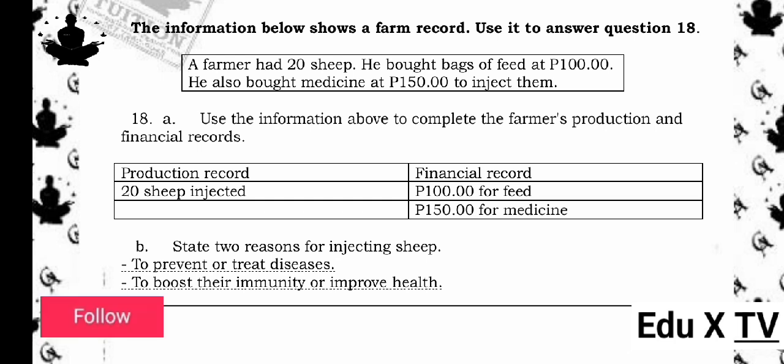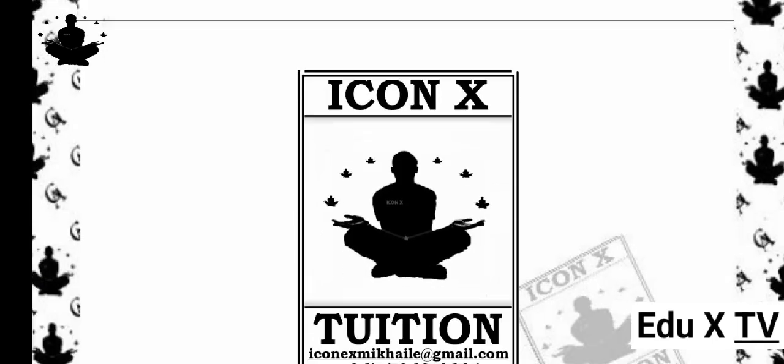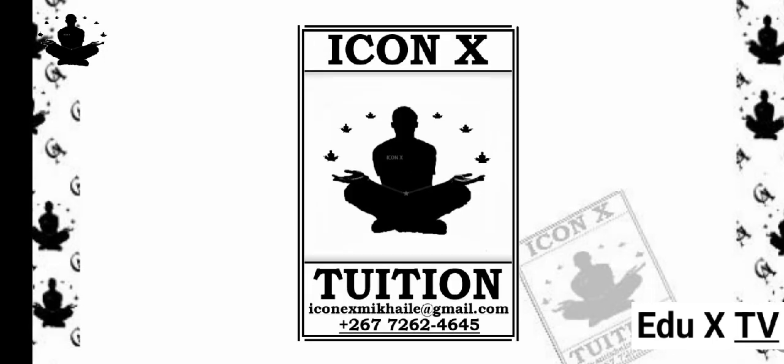Production record: 20 sheep injected. Financial record: 100 pula for feed, 150 pula for medicine. B. State 2 reasons for injecting sheep. To prevent or treat diseases. To boost their immunity or improve health. The diagram below shows a management activity carried out to prepare land for plowing.